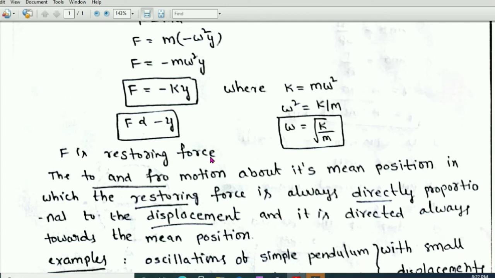When it is at rest, the body likes to be at the mean position. So that's why, due to the restoring force, the body tries to move towards the mean position. That's why the restoring force is always directly proportional to the displacement in magnitude but opposite in direction, and always directed towards the mean position. This is another definition of simple harmonic motion.